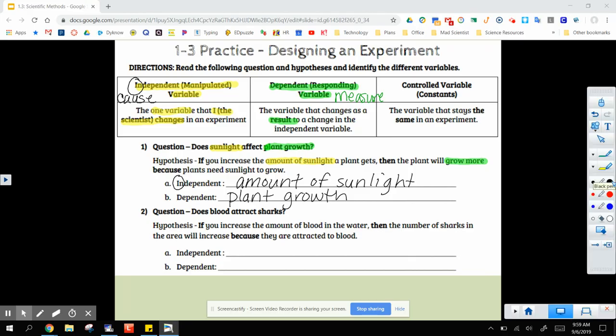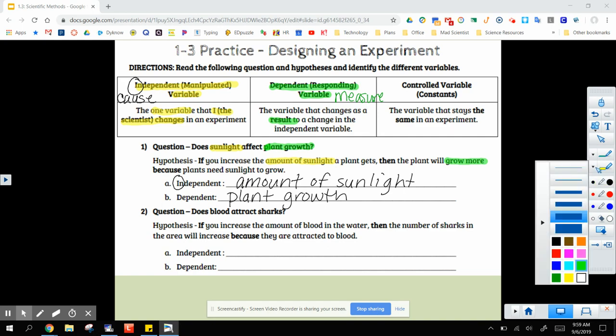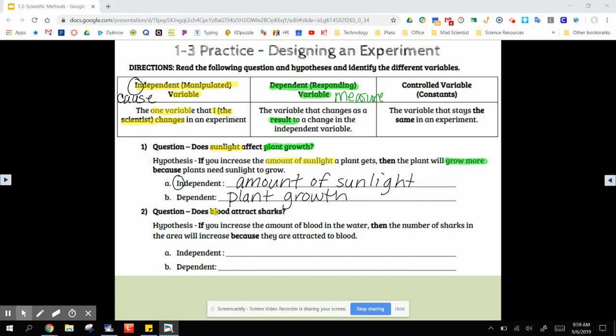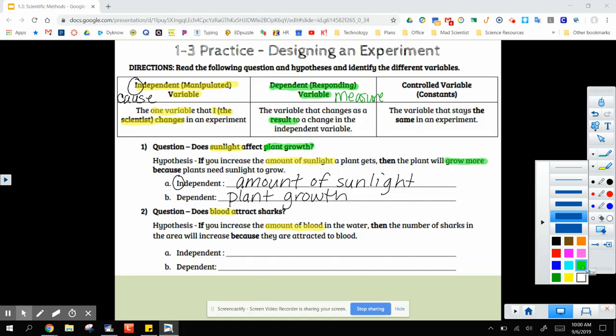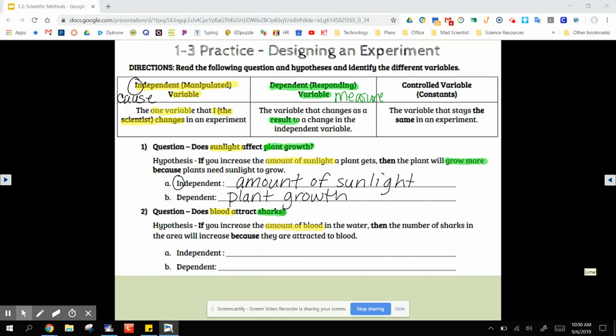If you look at the second example, you have, does blood attract sharks? Obviously, there is an experimentation we could do with this, and also not hurt any living things in the process. But what we're going to do in this experiment is we are going to change the amount of blood that I put in the water. That is what I am going to change in the experiment. And then what I'm going to measure as a result is the number of sharks that it attracts.